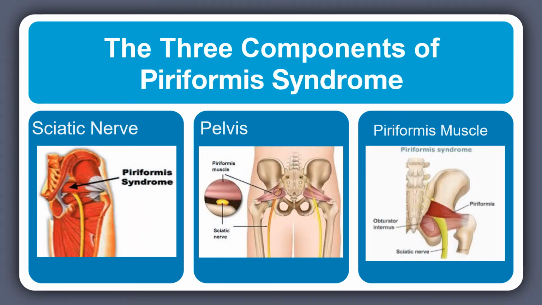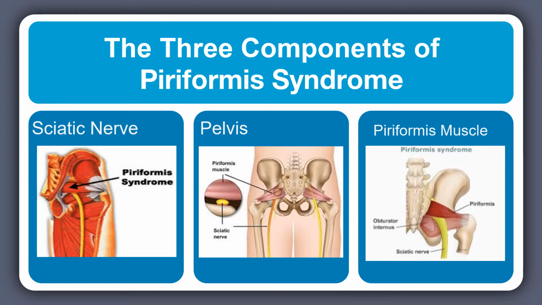So the 3 components of Piriformis Syndrome are the sciatic nerve, the pelvis, and the piriformis muscle. The sciatic nerve, as I mentioned, is basically a bundle of nerve fibers coming out of the low back and sacrum that travels down the leg and creates all of the muscle activity and sensory activity of the entire leg. And so most of the pain comes from some sort of compression on that nerve.